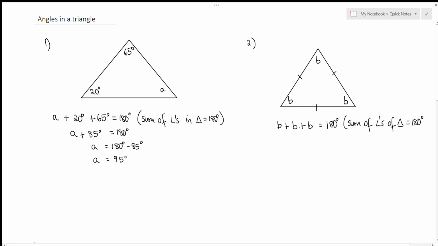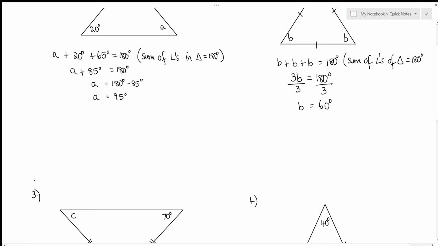So B plus B plus B will give me 3B equal to 180 degrees, and then we divide both sides by 3, and B is equal to 60 degrees. Or we could have just gone straight to B is equal to 60 degrees, as it is an equilateral triangle, and each angle inside the triangle is 60 degrees. Okay, let's have a look at another example.